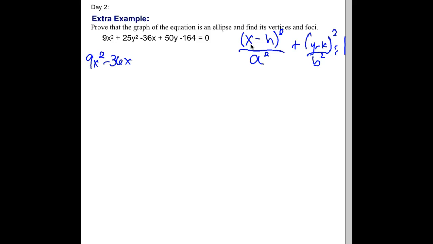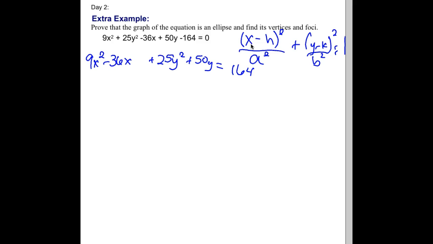Okay? Then I'm going to clump together anything that has y's on it. So the 25y squared and the 50y are going to get grouped together. And then that constant, I'm going to move out of the way. I'm going to move it to the other side because it's not the number I want to make these perfect. Okay? So I'm going to add that 164 over to the other side. Okay?